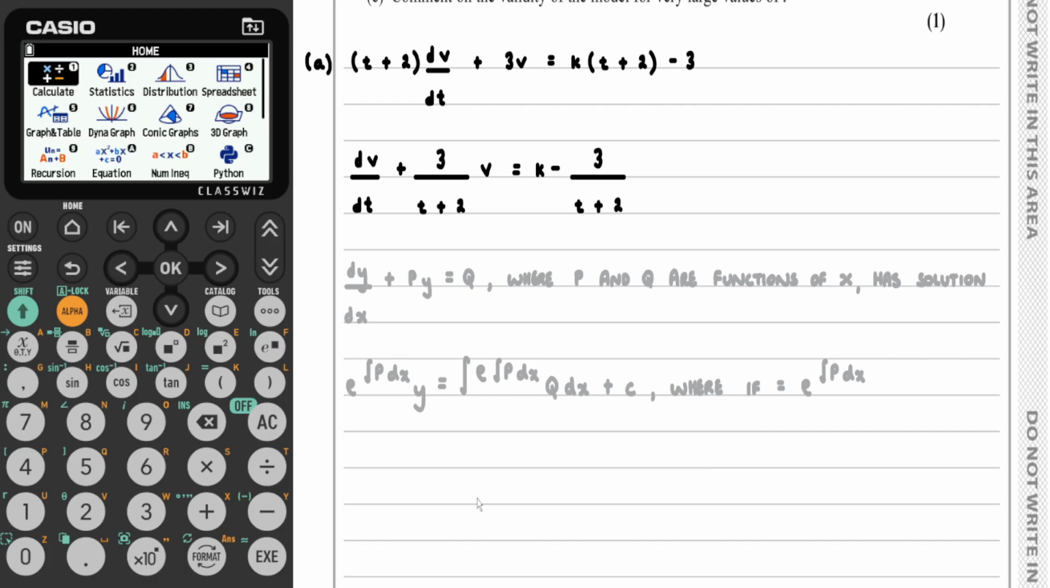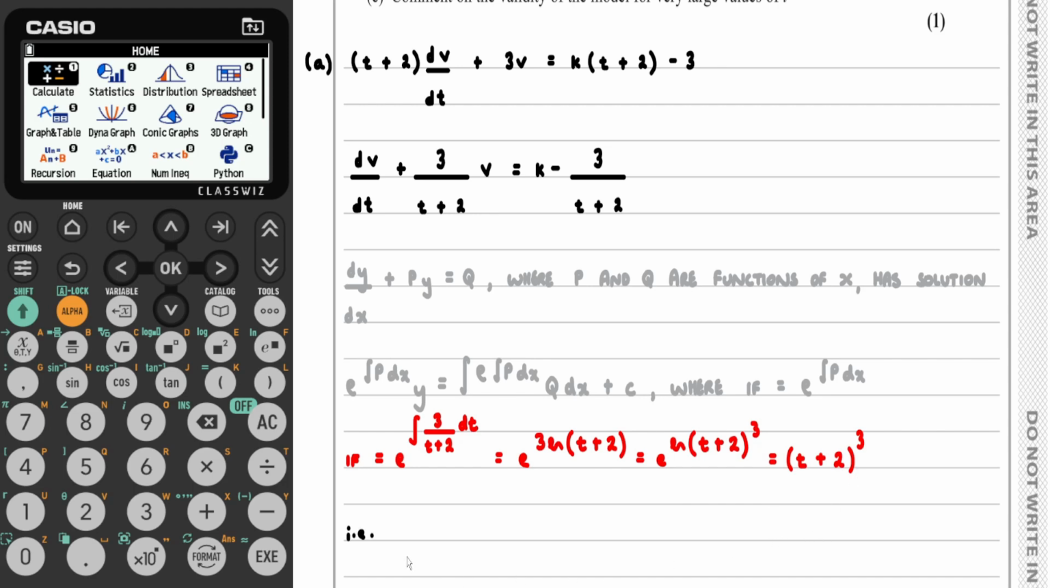What we can do is work out what the integrating factor is, and to do that we look at the coefficient of v, and so the integrating factor is equal to e to the power of the integral of 3 over (t plus 2) with respect to t. So let's work this out. We have e to the power of 3 times the natural log of t plus 2, which is e to the power of the natural log of (t plus 2) cubed, which simplifies to (t plus 2) cubed.